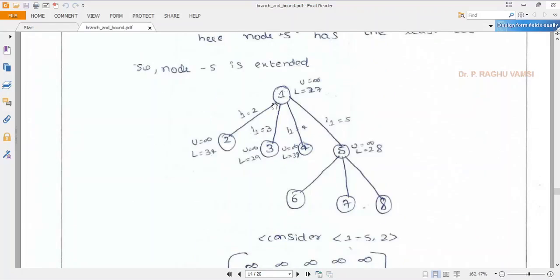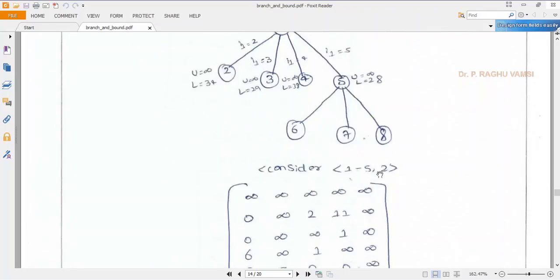So when we traverse from 1 to 2, the lower bound is 34, and if you traverse from 1 to 3, the lower bound is 29. If you traverse from 1 to 4, the lower bound is 38, and for 1 to 5, the lower bound is 28. So among traversing from 1 to 2, 1 to 3, 1 to 4 and 1 to 5, the lowest bound we have achieved is 28. So we will go in the direction of 1 to 5, and explore the alternatives from 5. Anyhow 1 and 5 are visited, so from 5 we are supposed to visit 2, 3 or 4.